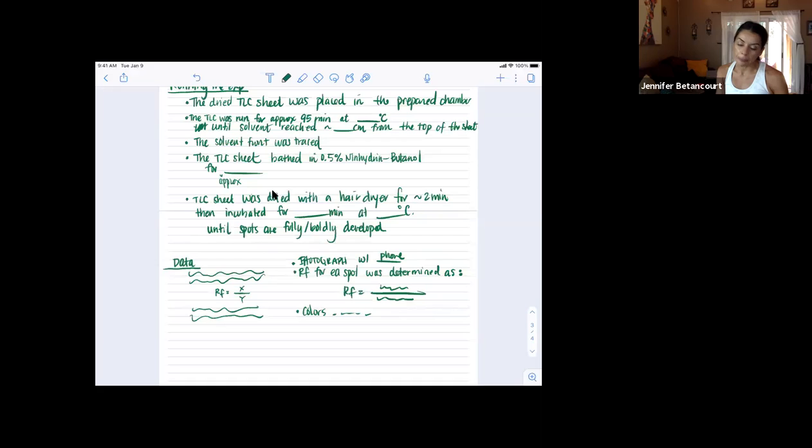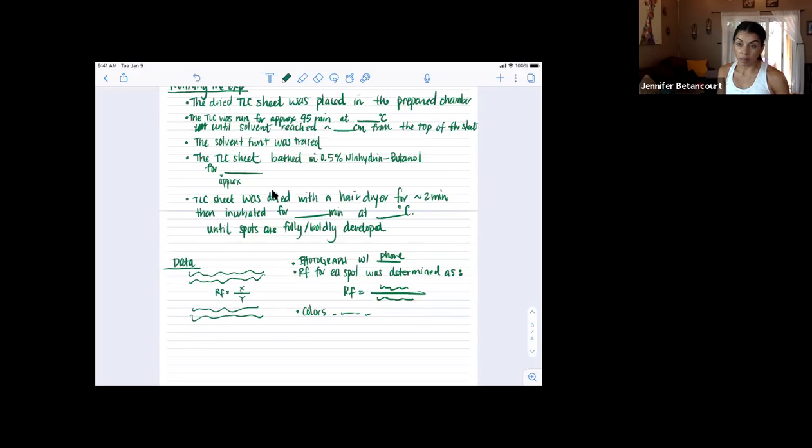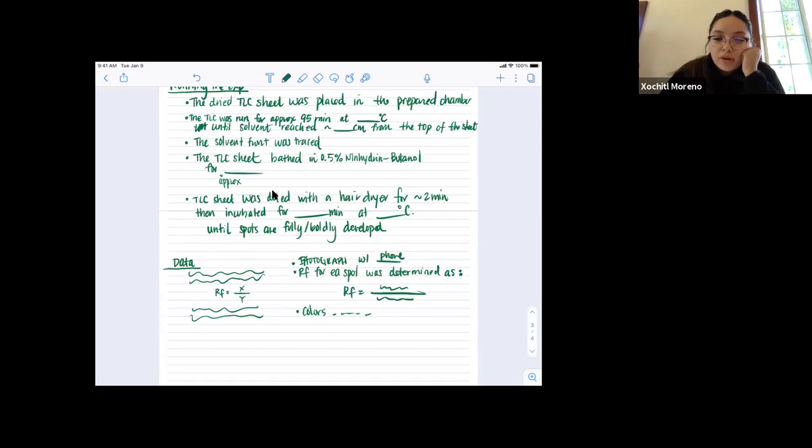Sochi, what's your question? What ranges and colors should we put? Do we have to be accurate, as in do we put red, orange, yellow, or just red, brown? That's up to you and your group, but specific colors don't go in the materials and methods. You literally write that the color of each spot was observed and recorded. I am not asking you to say we observed red, purple, and orange colors. That doesn't go in this place. Okay, thank you. Any other questions?